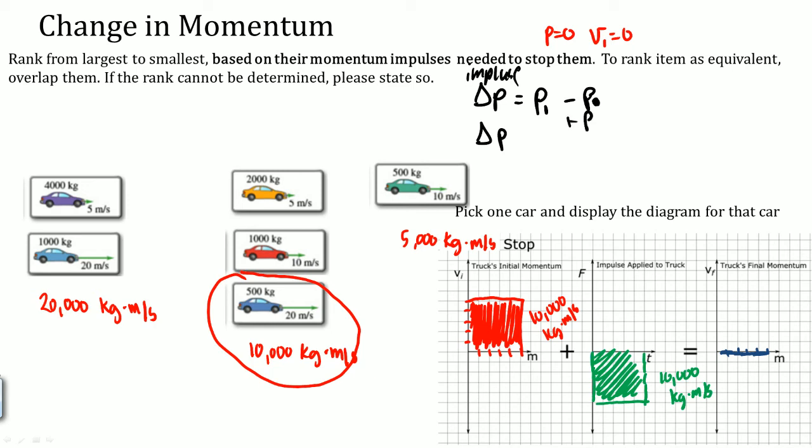So add P initial to both sides. So you get P initial plus change in momentum is equal to the final momentum. That's what we have here. Since the final momentum is 0, we can say that the initial momentum is going to be equal to the negative delta P, because this is going to go to 0. Then you subtract delta P from both sides. That's why the impulse here has to be negative.